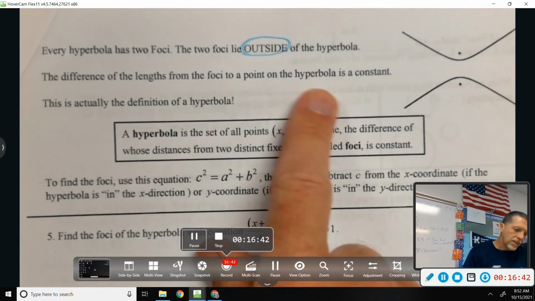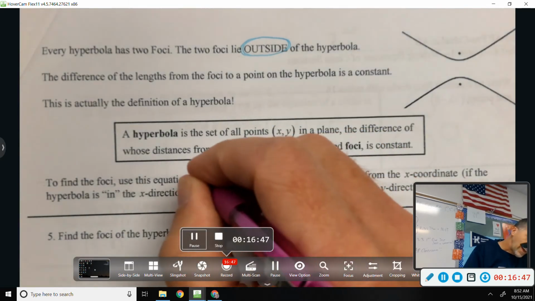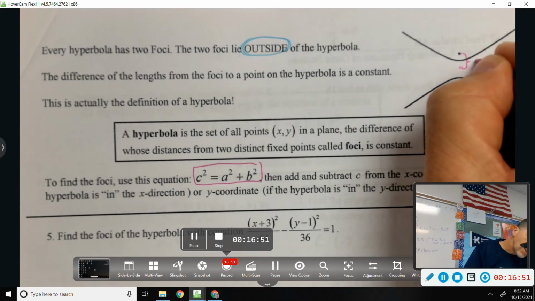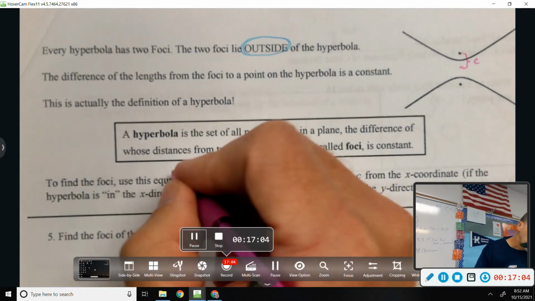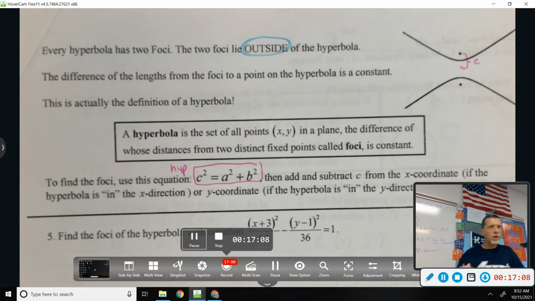We can skip this stuff, but look at this. C is still the difference from center to focus, but C squared equals A squared plus B squared. So that's the opposite of the ellipse. That messes people up as well. So the ellipse has a minus sign for the C squared. The hyperbola has a plus sign for C squared.